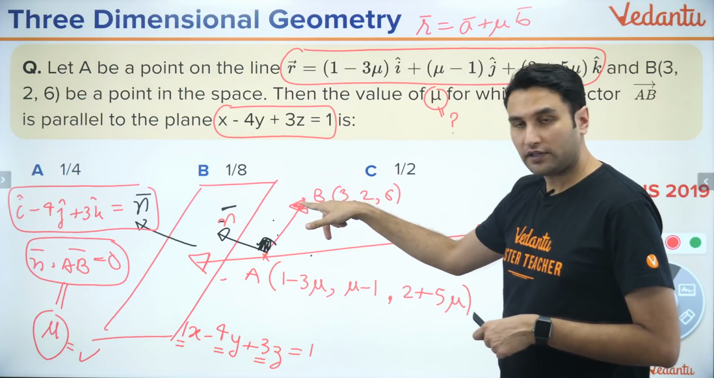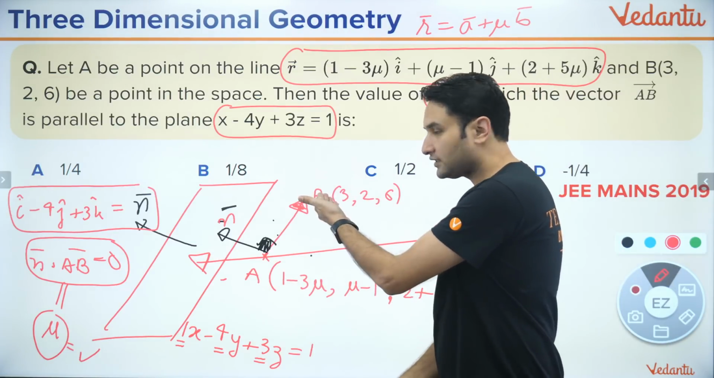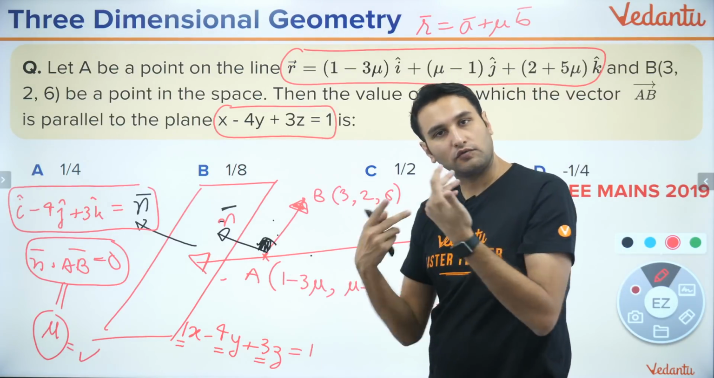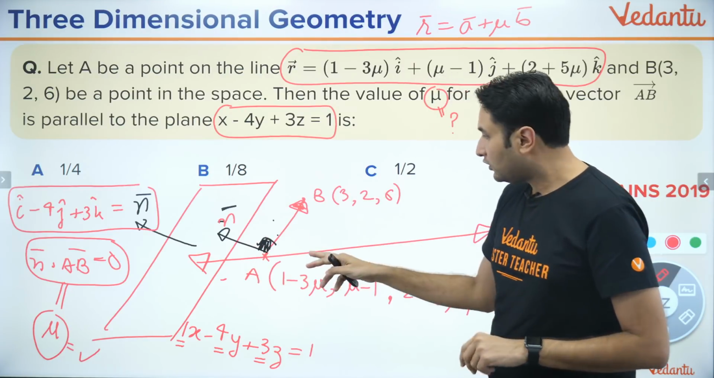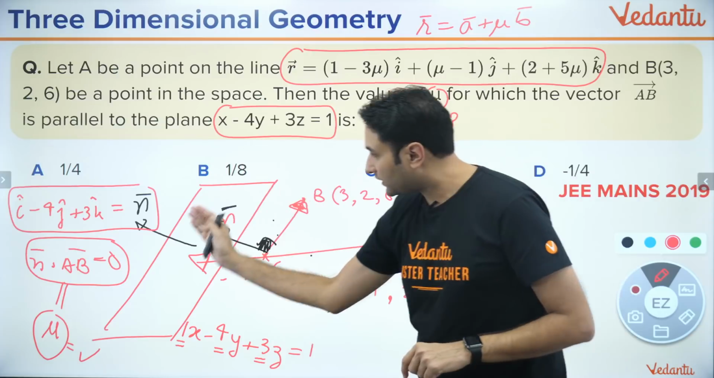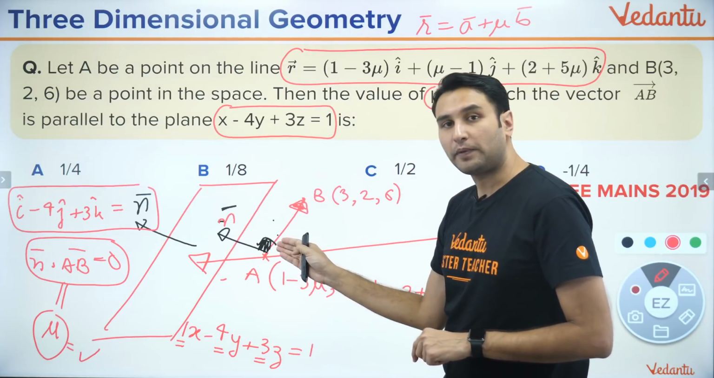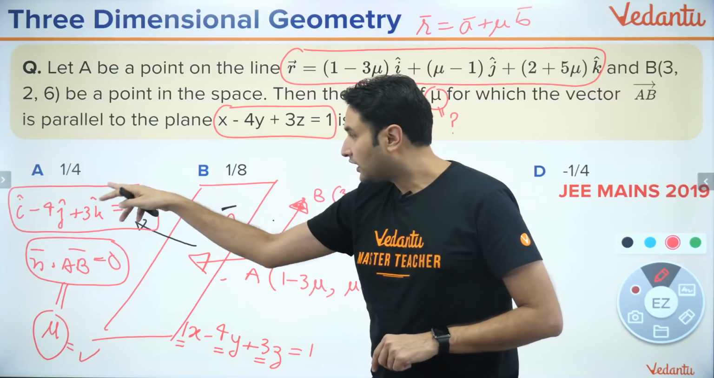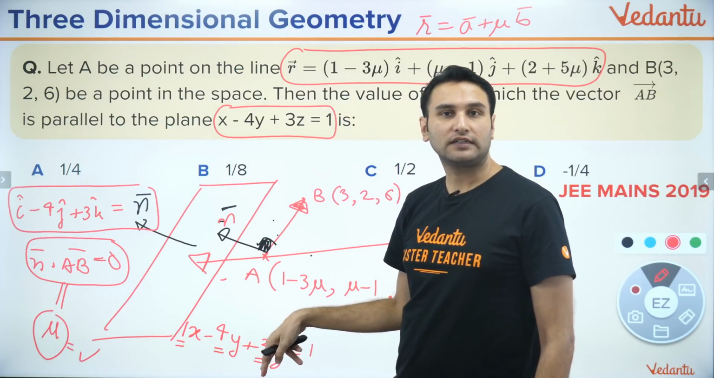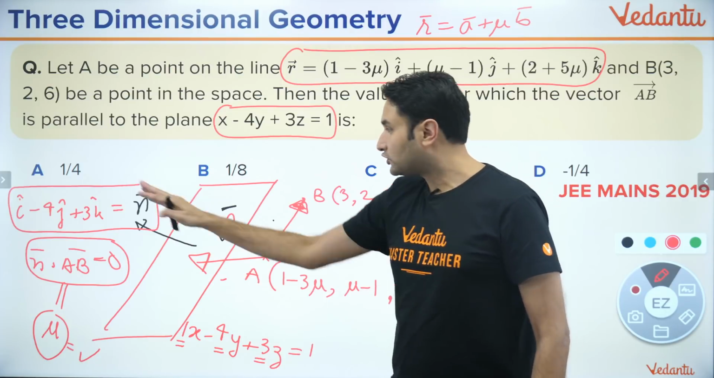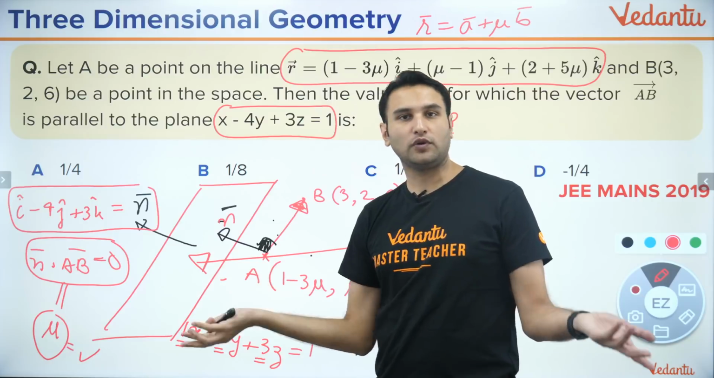There is a point B given. I can find out AB vector. कैसे करोगे बच्चों? This minus this या this minus this, whatever you want to do. आ गया AB vector, right? Now since this is parallel to the plane, so it definitely must be perpendicular to the normal of the plane. I know the normal of the plane, which is the coefficient of x, y, z in the equation of plane. So normal का डॉट AB के साथ 0 कर दो, म्यू आ जाएगा.